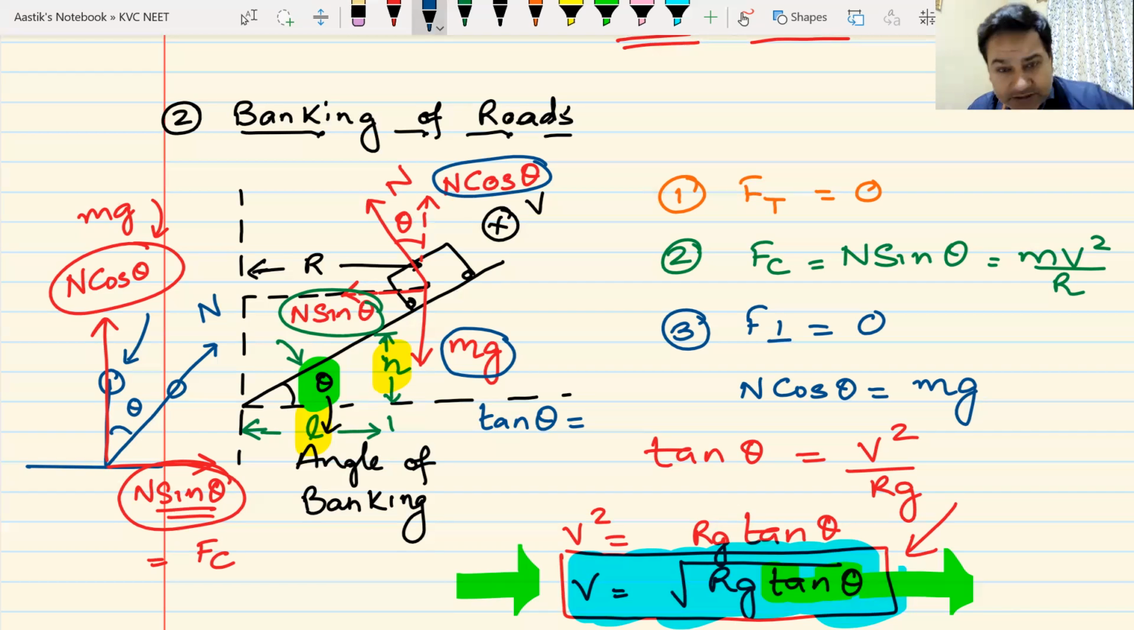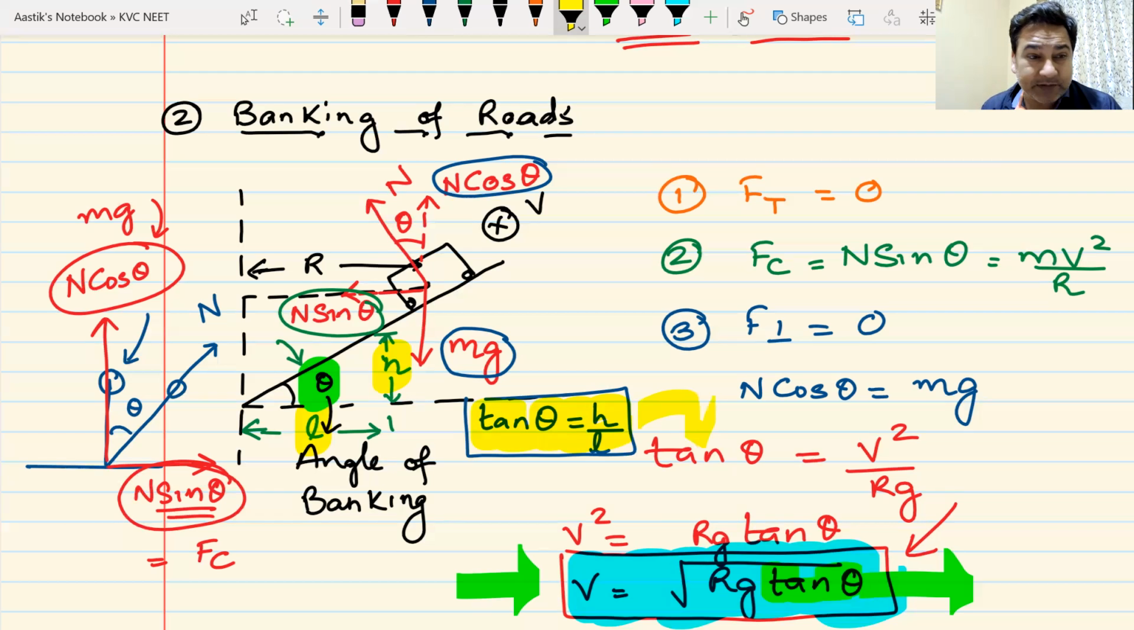If theta is not given, that the angle of banking is 5 degrees or 3 degrees, it is not given to you. The only thing that is given to you is the height h and the length L. You can easily calculate the value of tan theta as h by L. Tan theta will be equal to h by L. Oops, wrong color. Tan theta is h by L, and you can use the value of tan theta in this equation.